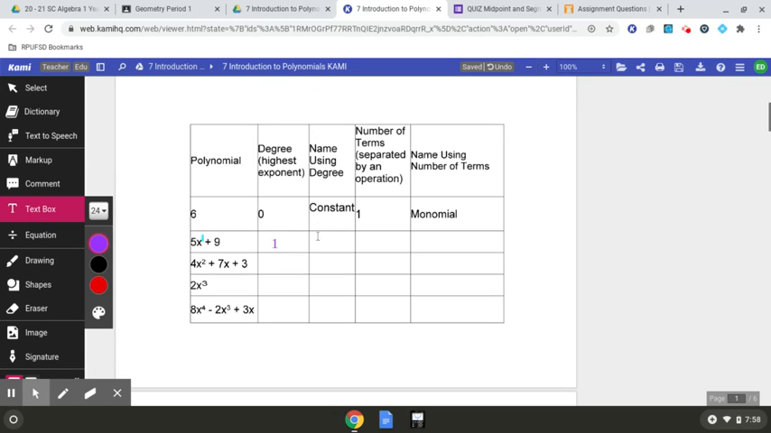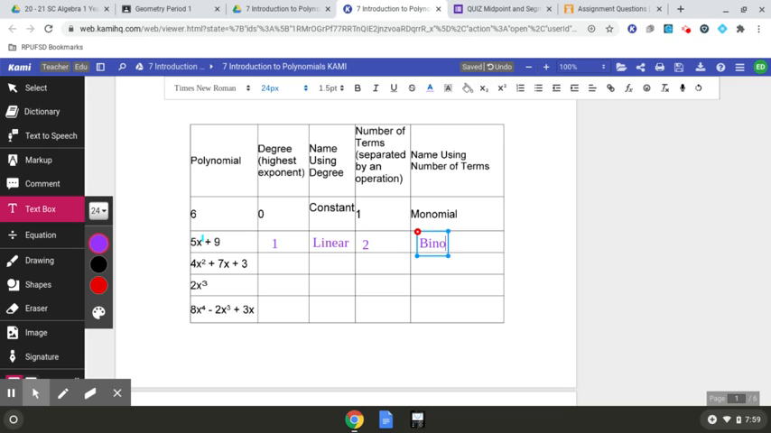And the name that we call this is actually linear, which you guys have heard of last year, but the actual name for that is linear. And it looks like mx plus b, that form that you guys have seen last year. Then we talk about the number of terms separated by an operation. So here I have a plus. So on one side I have the 5x and the other side I have a 9. So that's 2 terms. Okay, and 2 terms is called a binomial. Think of a bicycle. There's 2 wheels. That prefix bi stands for 2.